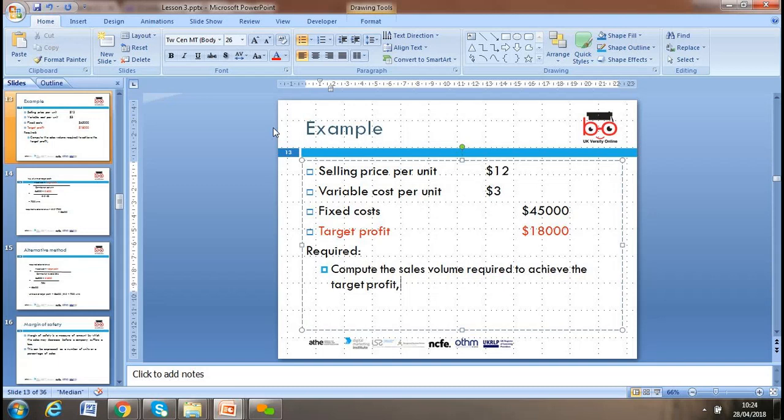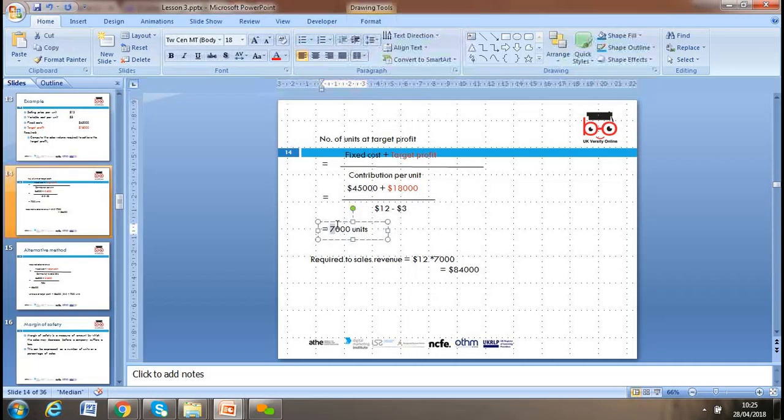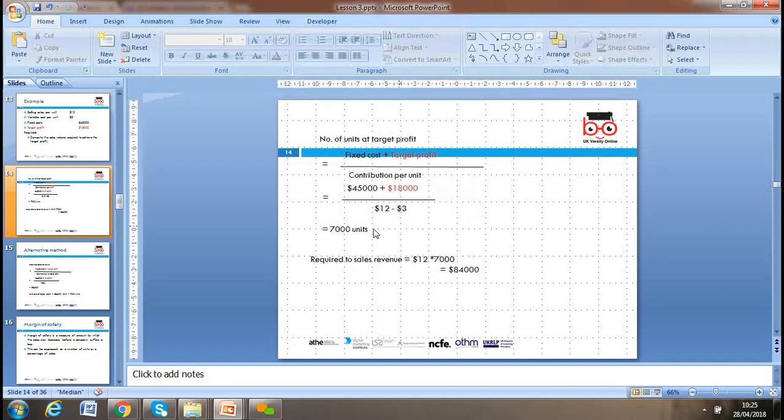It will definitely be higher than the 5,000 units. What will it be? 9,000? Okay, so now it's 7,000 units. 45 plus 18 divided by 9. Sorry, 7,000 units. Does 7,000 make sense?